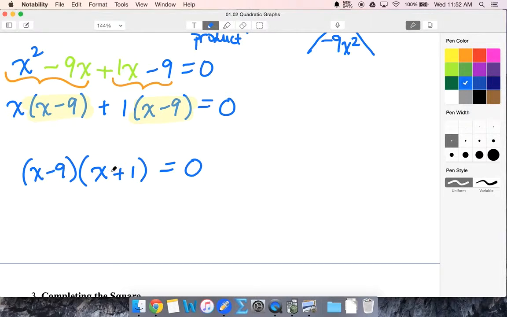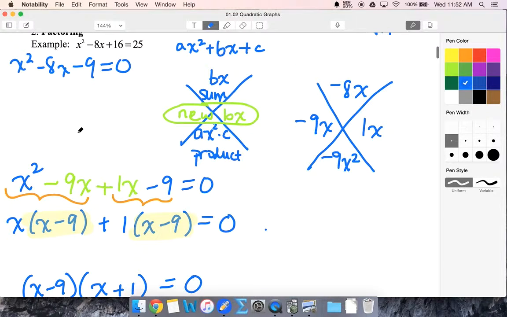I have two factors now. If you want to check and make sure you're right, of course you could FOIL this back out, multiply out your brackets. You should end up with this expression. And from there, of course, we would collect our like terms, end up back with our original expression. But we don't want to work backwards. We want to keep working forwards.